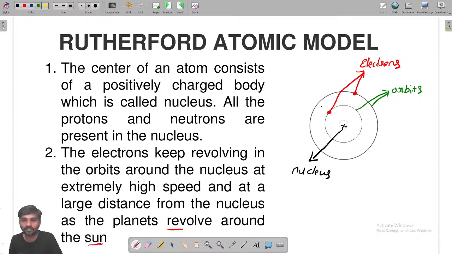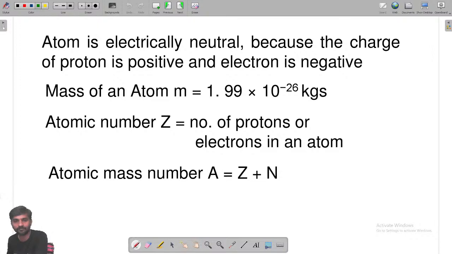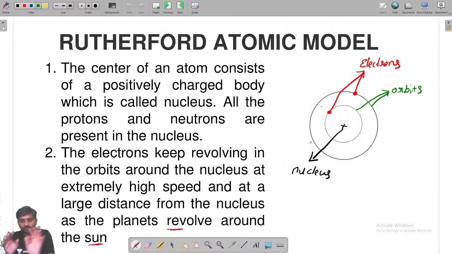This is called the nucleus, which contains protons and neutrons. This is what he said. The electron has an extremely high speed and is at a large distance from the nucleus, trying to revolve around it like the sun. This is simply what he is saying. Now we will try to derive what exactly he is trying to say.